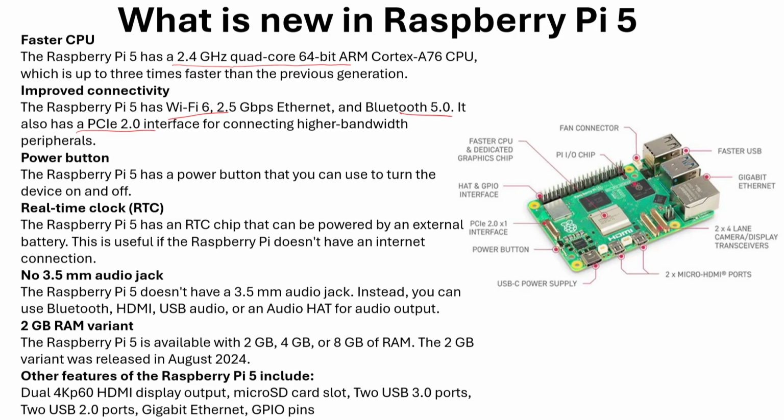It has a power button that you can use to turn the device on and off naturally, and then it has a real time clock. Then there is an audio jack present in the system, and 2 gigabyte, 4 gigabyte, 8 gigabyte different RAM variants, and there are other features like HDMI display output, micro SD card slot, USB ports, etc. So, depending on the typical specification of the Raspberry Pi, you can customize all these extra outputs for yourself.